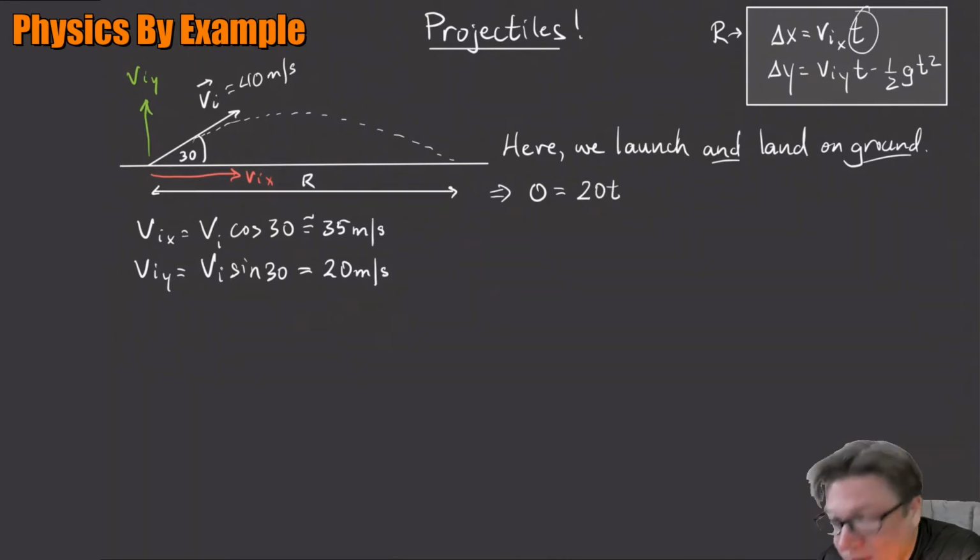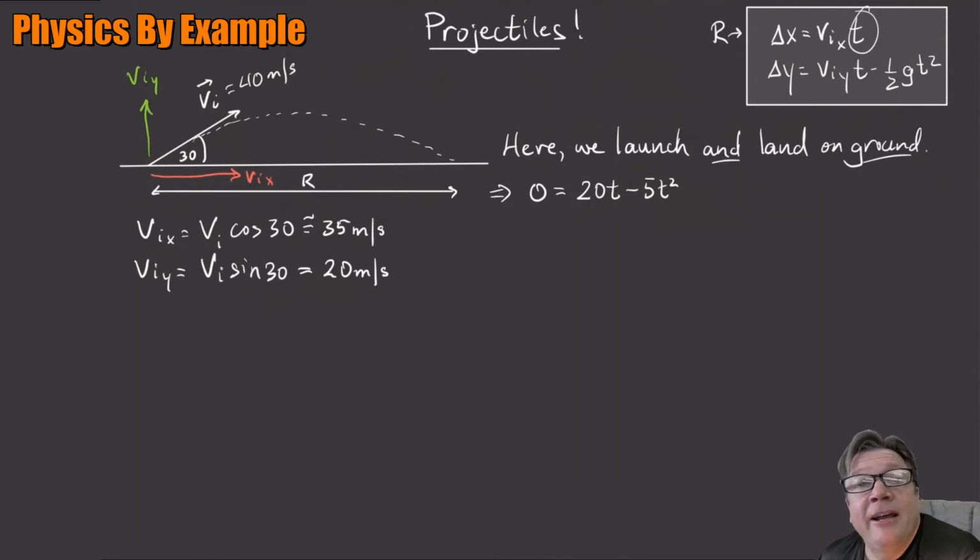20 times t minus 1/2 gt squared. Just to keep things simple, we're going to approximate g as 10, right? So 1/2 of 10 is 5. So this is just going to be 5t squared. Well, that's not too bad. So 5t squared is 20t.